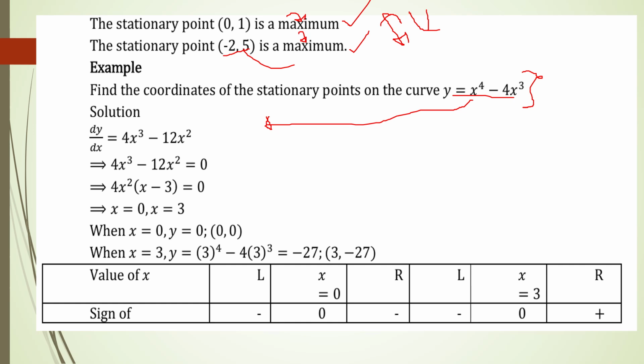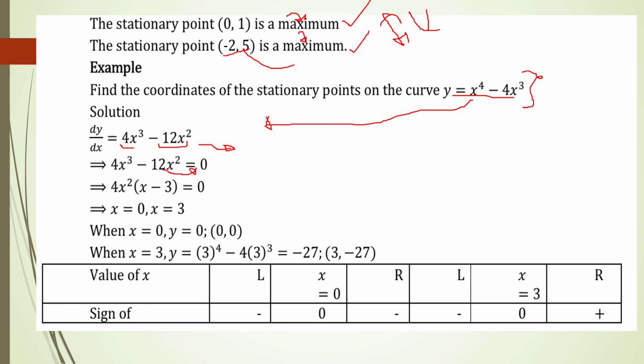So if you differentiate the function of y, you're going to get 4x cubed. And if you differentiate negative 4x cubed, you're going to end up with negative 12x squared. Then we bring in our assumption, which I missed out here, but you must include it: that at stationary points, the derivative must be equal to 0. After saying that, we get our derivative and then we equate it to 0.